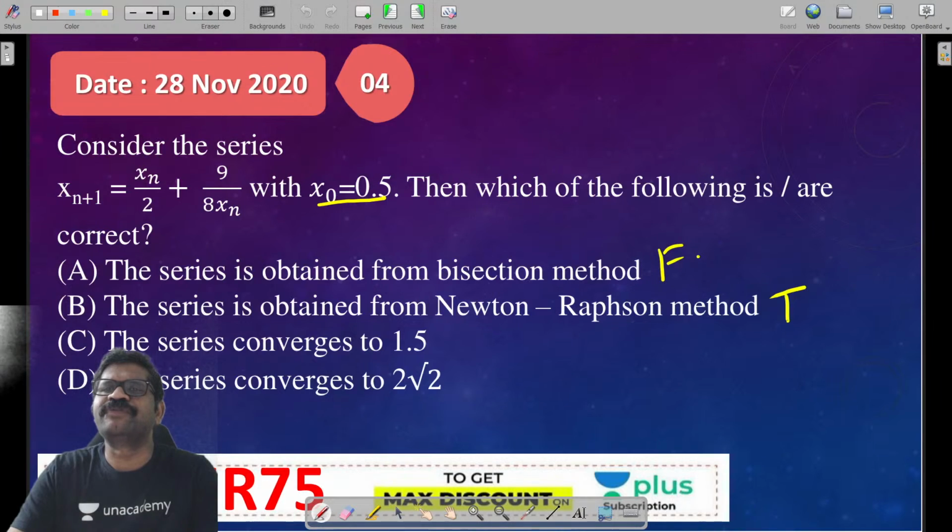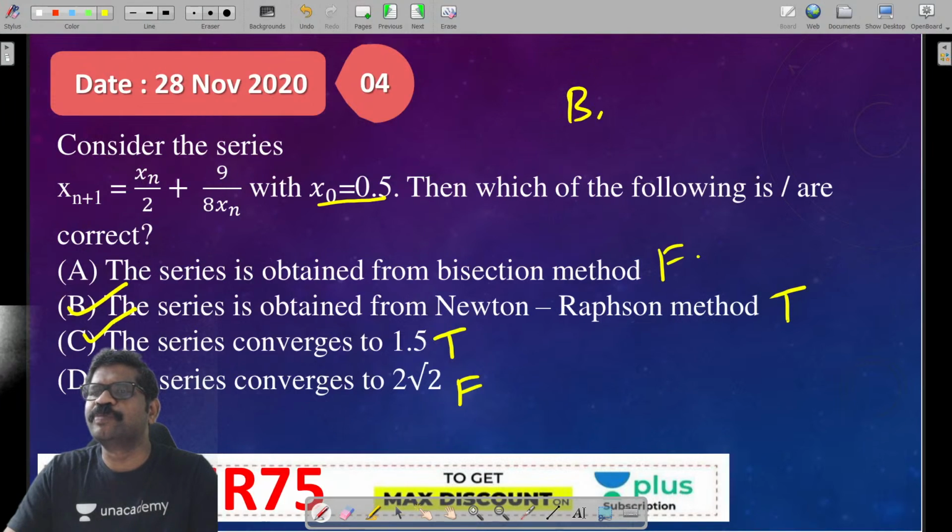So 1.5 is correct answer. So third option is true, fourth option is false. So third option is correct, second option is also correct. So both B and C.